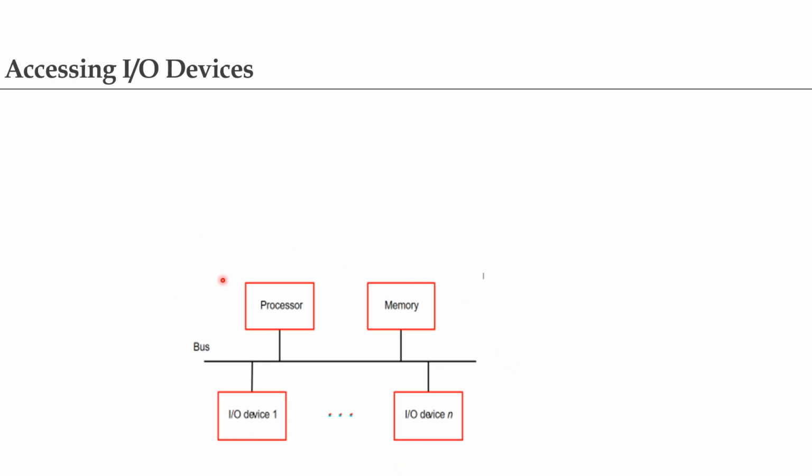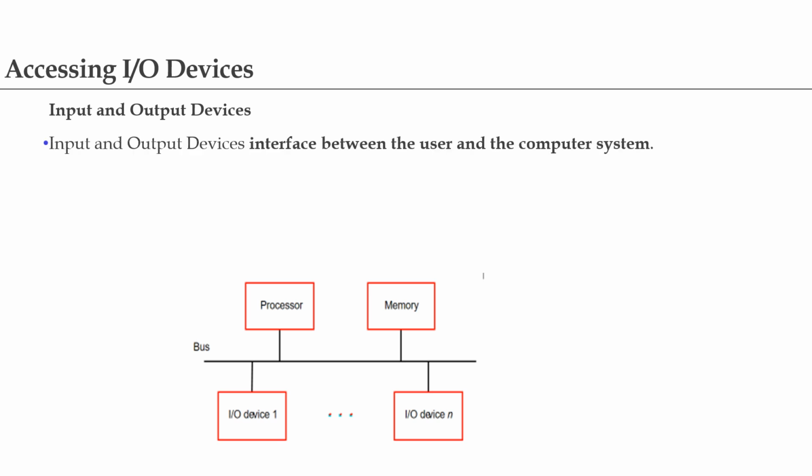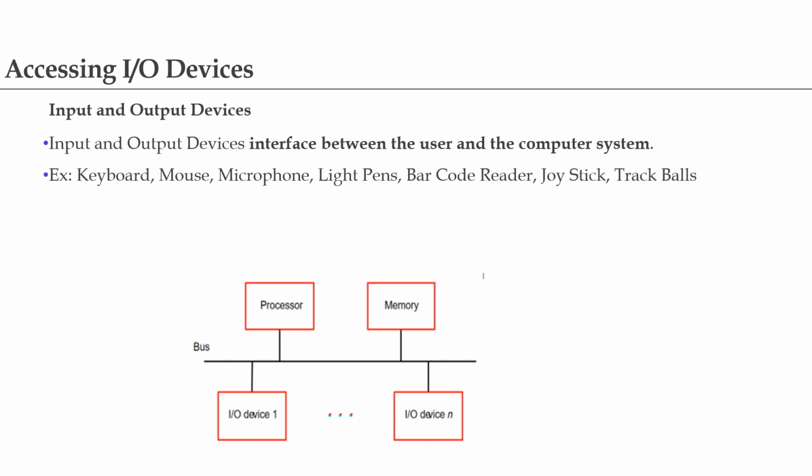Input and output devices act as the critical interface between the user and the computer system. An input device is any hardware component that sends information to the computer for processing. These devices allow users to provide data, commands, or signals to the computer. Some common examples include the keyboard, mouse, microphone, light pens, barcode readers, joysticks, and trackballs.